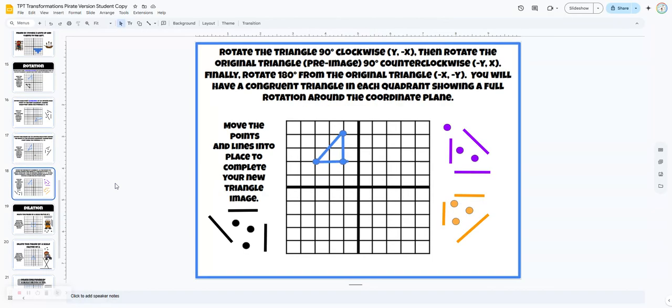Now when we get to the final slide, you're going to see the full rotation of this triangle around the origin. So we've got all of the formulas. We're going to start with these points in blue, and we're going to use the formula to find all of the new points. And if it's done correctly, they will see a full rotation around the origin.